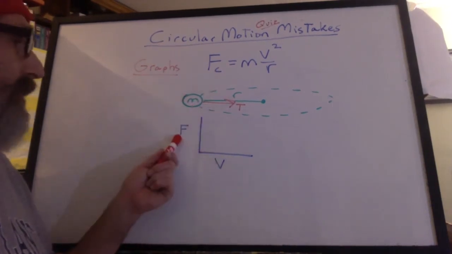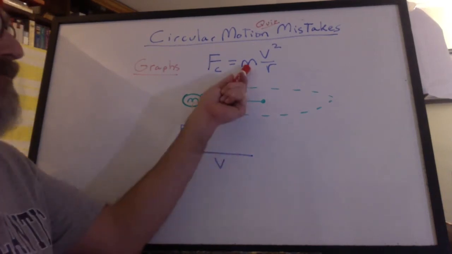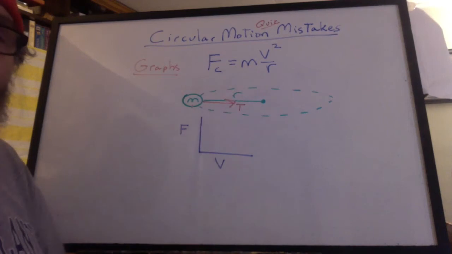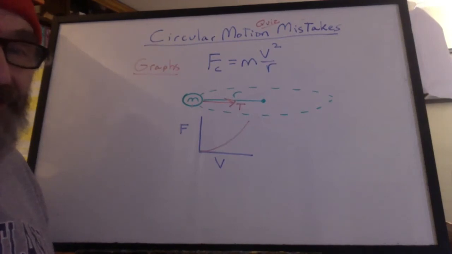Now, what does the force do as the velocity increases? Look at the formula. M and R are constants. The V is getting bigger. It's V squared. The graph has to look like this.